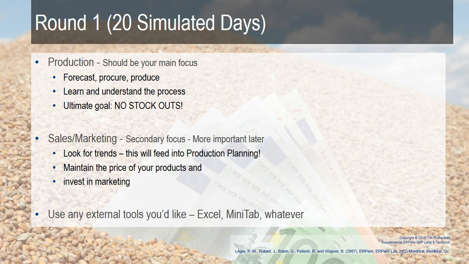Even if you found a trend, if the production process isn't working, you're not going to be able to match it. So you're maintaining the price of your products within this. You can invest in marketing. Throughout this entire simulation, as we get more and more into strategy, use any external tools you'd like. Excel is a natural fit for it. The reports copy and paste right into it. But you can use Minitab, you can use whatever you'd like.